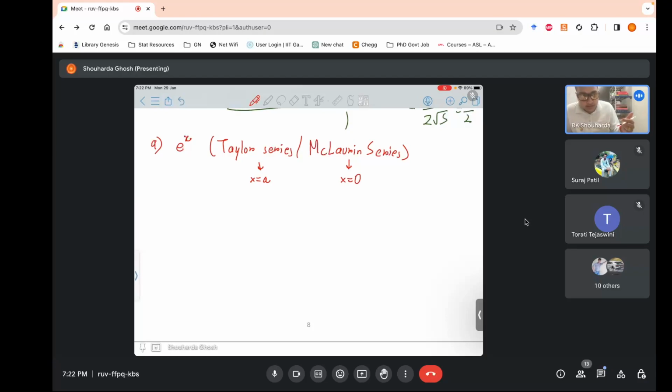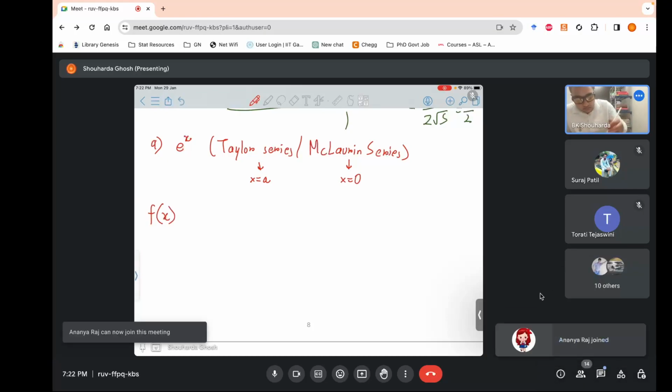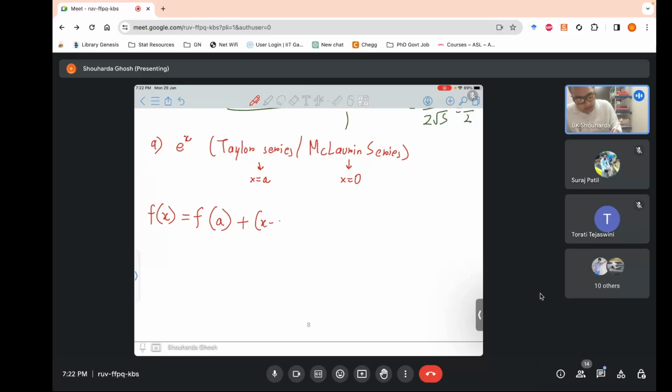So what does the Taylor series say? The Taylor series says that f of x can be written as f of a plus x minus a times the first derivative of f at a, plus x minus a whole square upon 2 factorial times f double prime of a, plus x minus a whole cube upon 3 factorial times f triple prime of a, and so on.